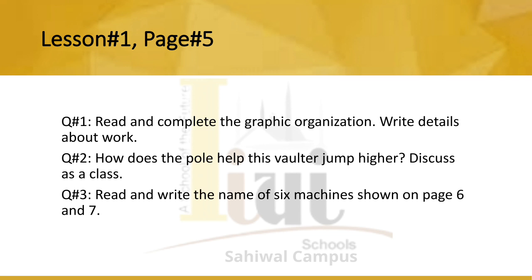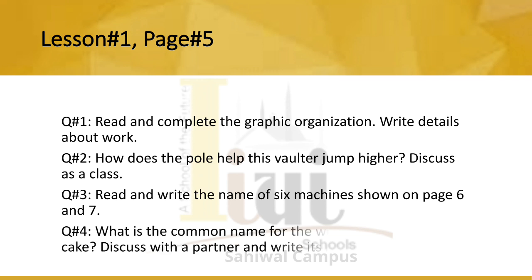Question number 3. Read and write the name of 6 simple machines shown on page number 6 and 7. So you have to read page number 6 and 7. Here 6 simple machines are given, so you think about the names of these simple machines and just write the names of these simple machines.